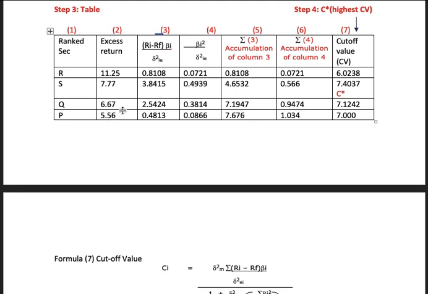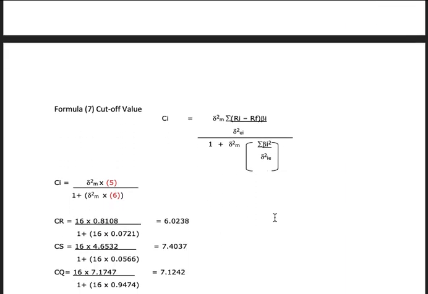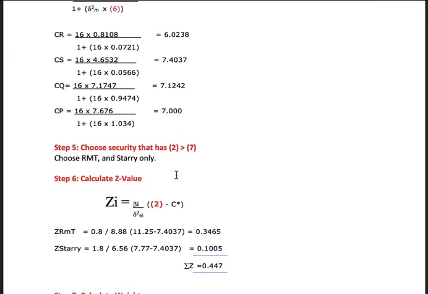But the Q, now, 6.67. But the cut-off value, 7. So we are not going to choose Q, and we are also not going to choose P. P, the excess return 5.56, but the cut-off is 7. So we are going only to choose R and S, which is RMT and Starry, okay, that have the excess return higher than the cut-off value.